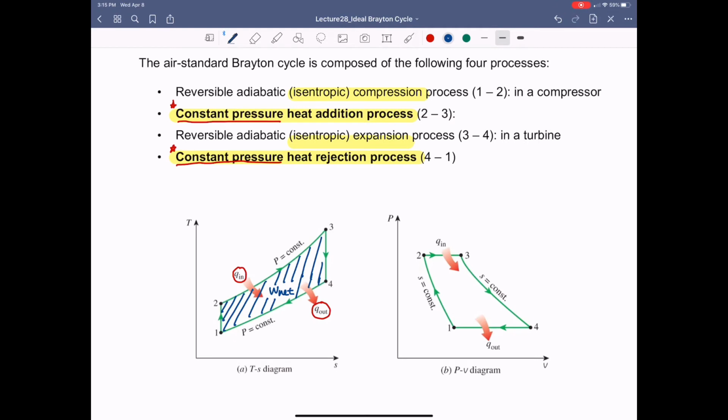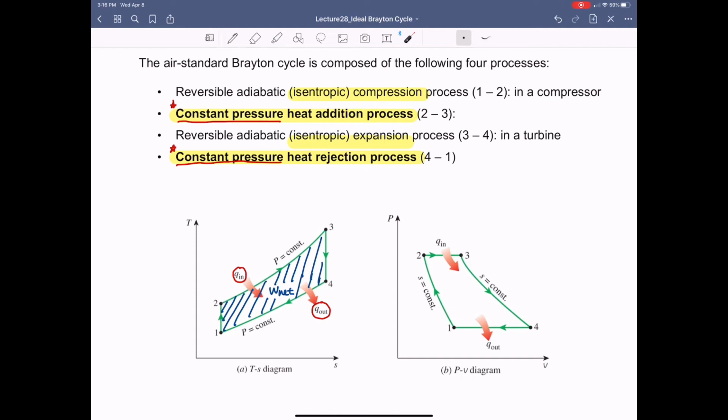Okay, from 1 to 2, still there is an isentropic compression process. So it should follow that kind of curve. I hope that you also remember why we can draw the line of the isentropic compression process this way in the PV diagram, which is quite the same as the way that we draw the PV diagram in the Otto cycle or Diesel cycle.